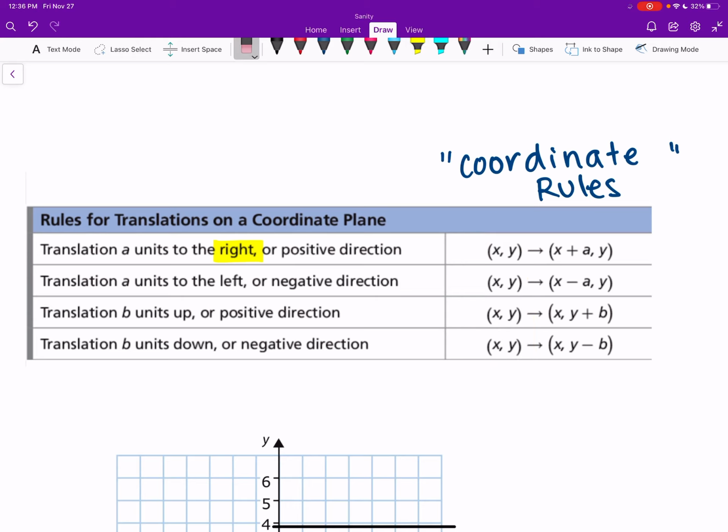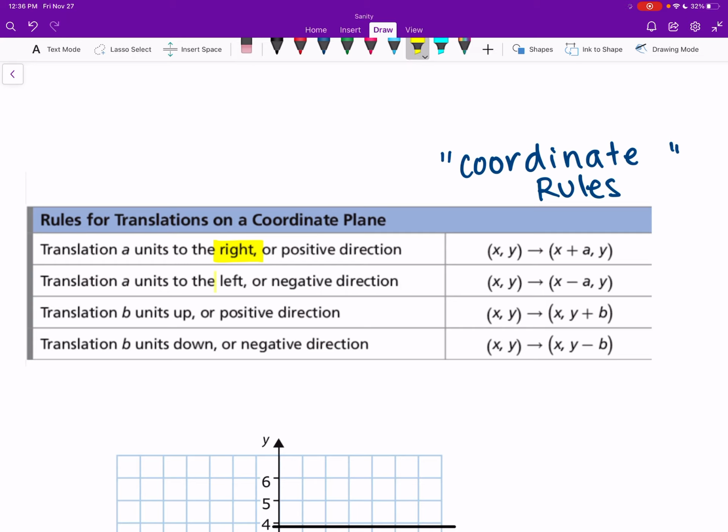After the translation, well, if we're moving A units to the right, maybe that's 5 units, maybe that's 10 units to the right, we're just going to take 10 units and add it to our X coordinate. And you see that right here. So after the translation, our original pre-image X, Y now becomes X plus A, Y. So we see that change happening to our X coordinate. It's a positive A because we're moving in the right or in the positive direction of our X axis.